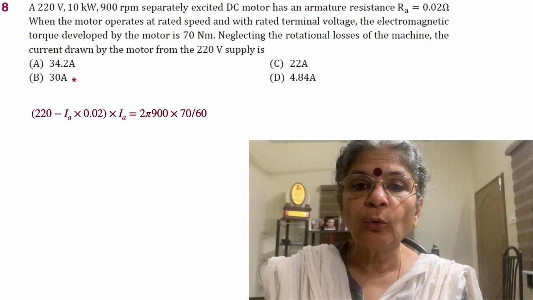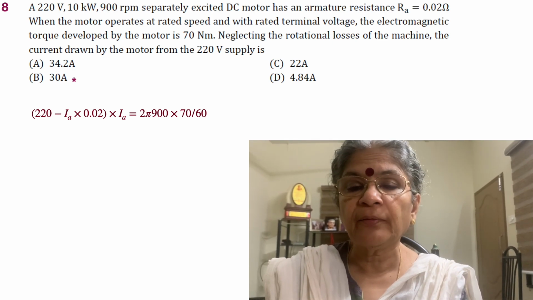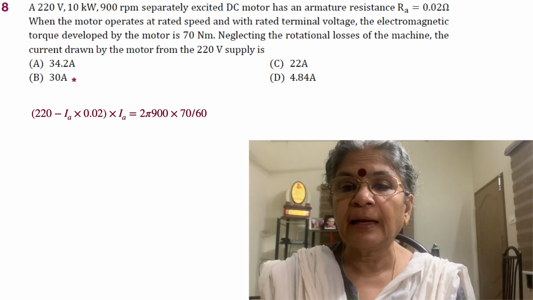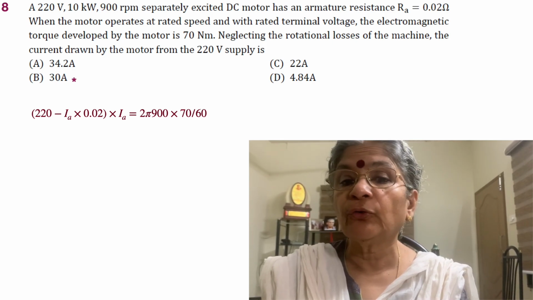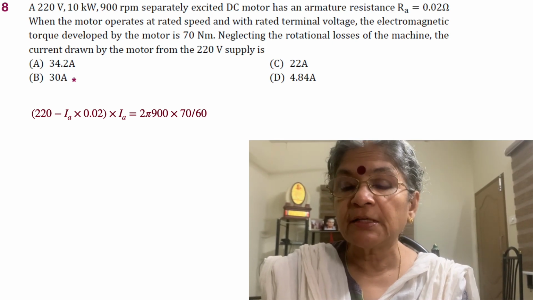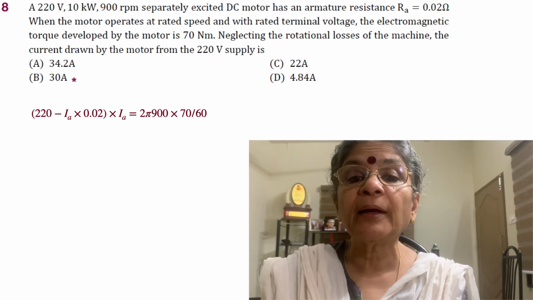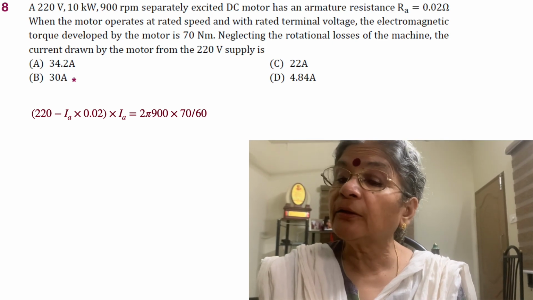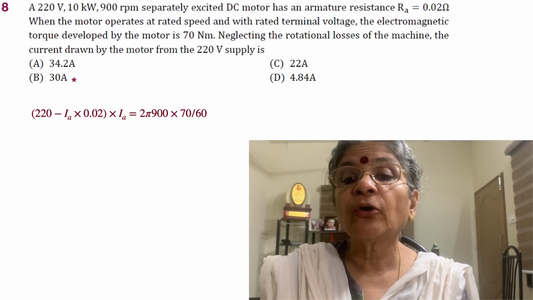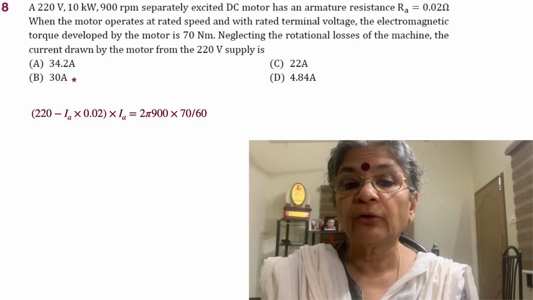220 volt, 10 kilowatt, 900 RPM separately excited. Okay, so immediately something has aligned itself in our mind. Okay, has an armature resistance RA is equal to 0.02 ohms. When the motor operates at rated speed with rated terminal voltage, the electromagnetic torque developed by the motor is given as 70 Newton meter. Neglecting the rotational losses of the machine, the current drawn by the motor from the 220 volt supply. Okay, so now what all do we have?